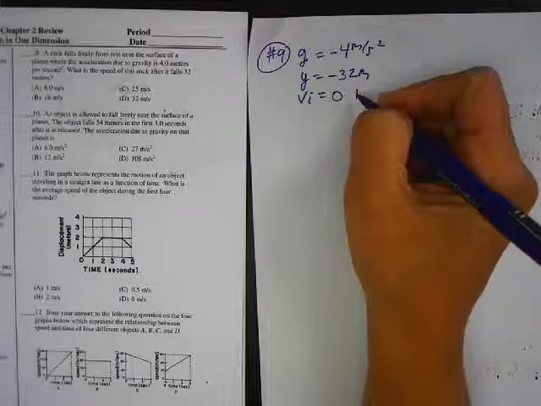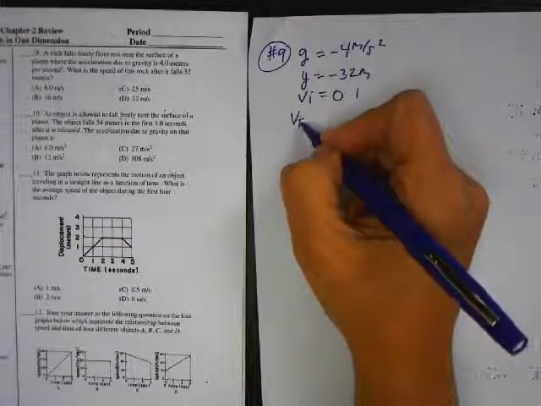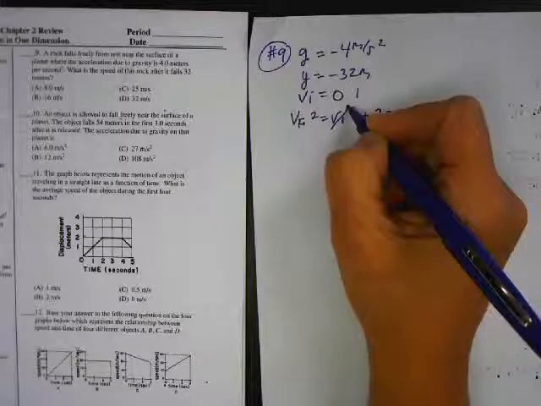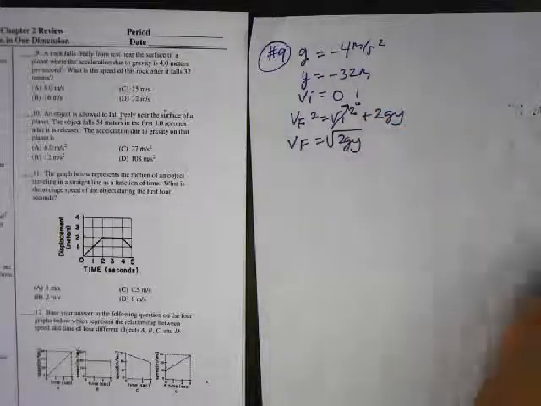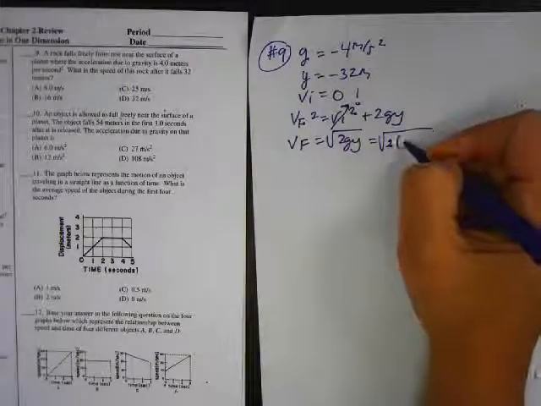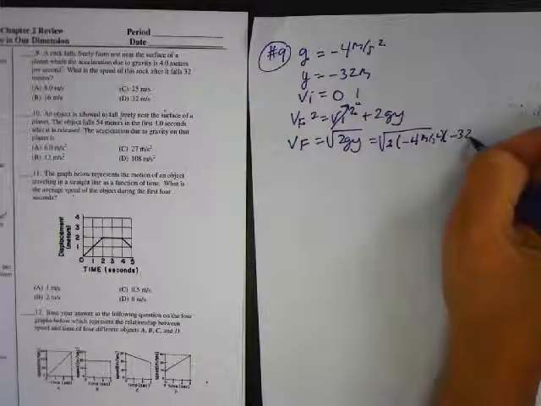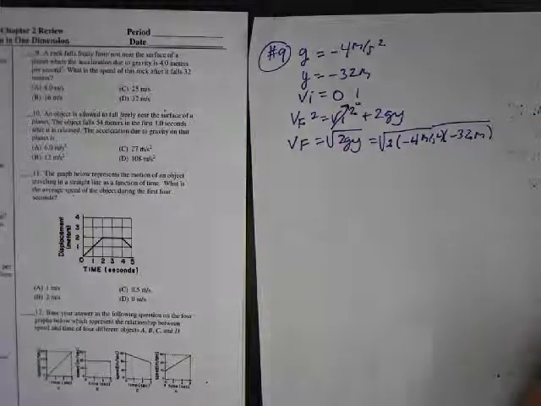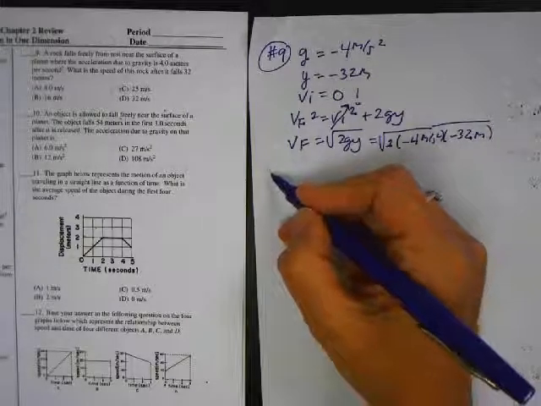And it says the rock falls freely, so they drop it. So I'm going to use the equation vf squared is equal to vi squared plus 2gy. This is 0, so vf is equal to the square root of 2gy, and then I'm going to substitute in my values and solve. So it's going to be the square root of 2 times negative 4 times negative 32. And if you carry your units through and cancel them, it'll check your work. All right, so the answer to that one is 16.